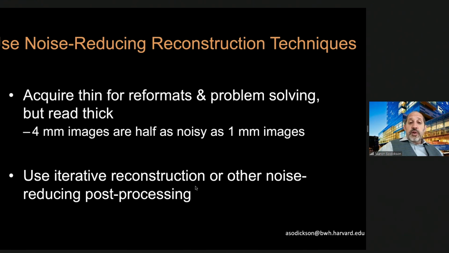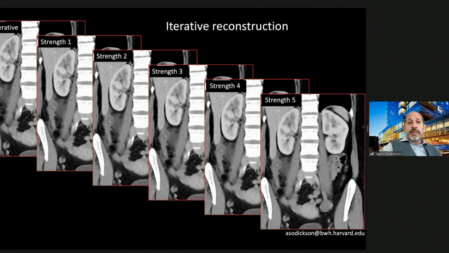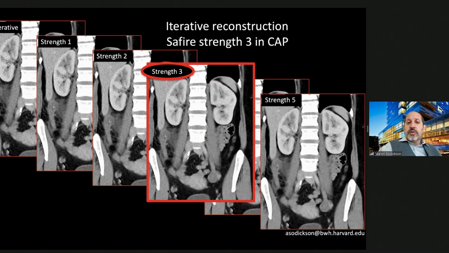The other tools we can use are iterative reconstruction or other noise reducing post-processing tools. And here's an example in the abdomen, coronal image through the kidney, and we have an appendicitis up here tickling the lower portion of the kidney. These are progressively increasing strengths of the iterative reconstruction algorithm, and we've got to decide what value we want to use. The higher we go, the more noise reduction. On the other hand, the higher we go, sometimes the complaint is that these images look artificial or plasticky or smoothed. And so in many cases, we just pick a middle of the road value, strength of 3 on this particular scanner platform is what we had honed in on.